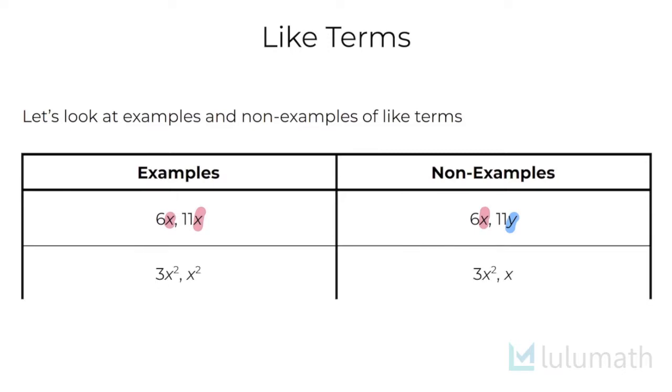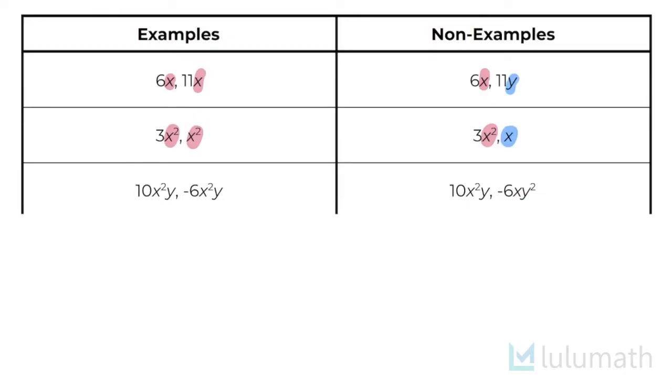Here's another example of like terms. We've got 3x squared and x squared. So x squared and x squared, they both have x squareds in them, as opposed to over here, where we have an x squared and just simply an x. In the first set of examples and non-examples, they had the same variable, and here they had different variables. But in our second example, they both have x's in them. What's different is that they have different exponents. Let's look at another example.